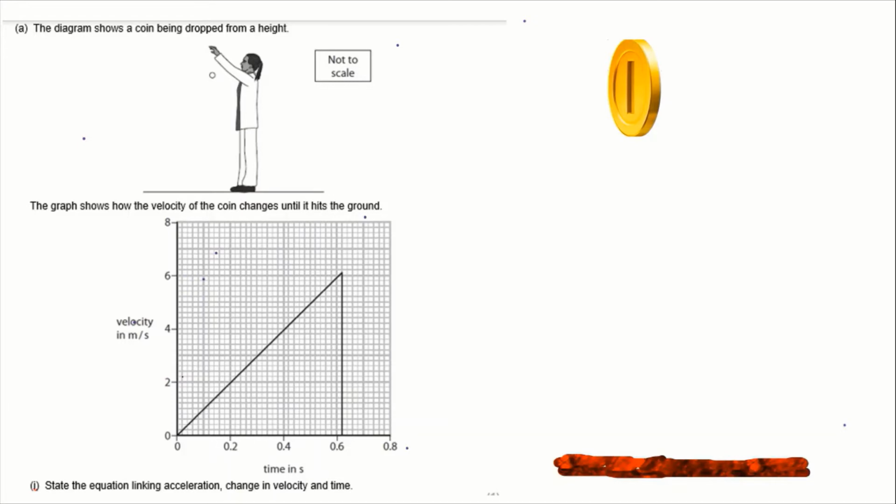Hi everyone, let's discuss another exam question. The diagram shows a coin being dropped from a height. The graph shows how the velocity of the coin changes until it hits the ground.